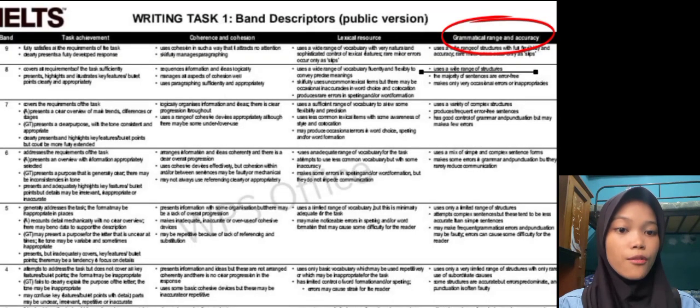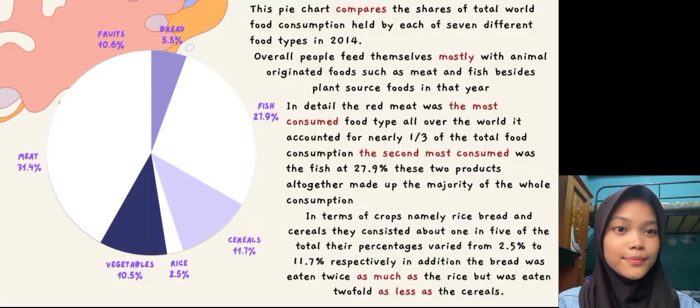In the public version of the Writing Task 1 band descriptors, it is written that the candidate who uses a wide range of structures gets a score for their grammatical range and accuracy. This is one of 4 criteria on which your writing will be evaluated.